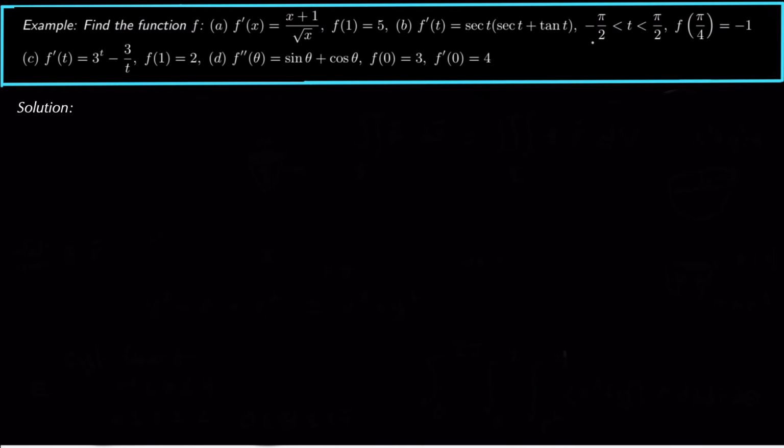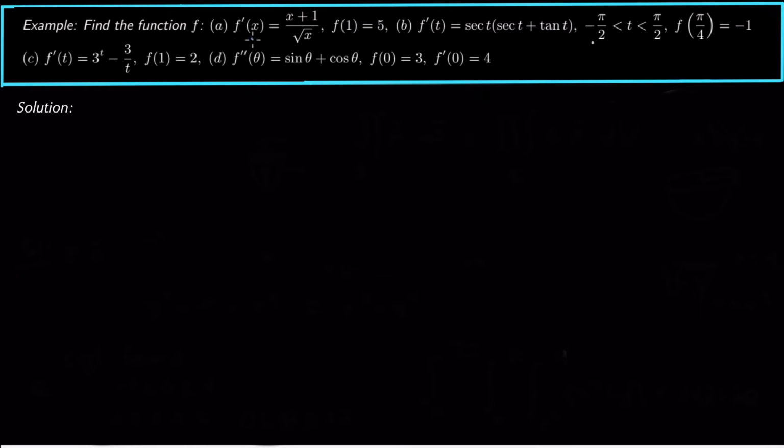Hey guys, what's up? Today we're looking at finding the function f using antiderivatives given f prime, or in this case possibly f double prime. So what we want to do is take f prime, antidifferentiate it, and get f from that. So let's look at our first example here, part A.